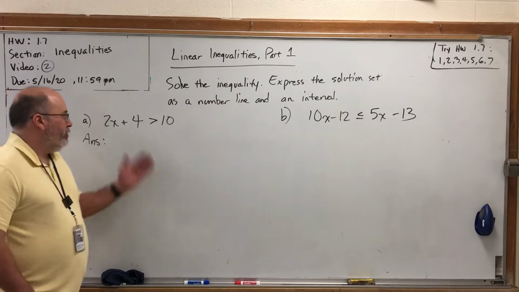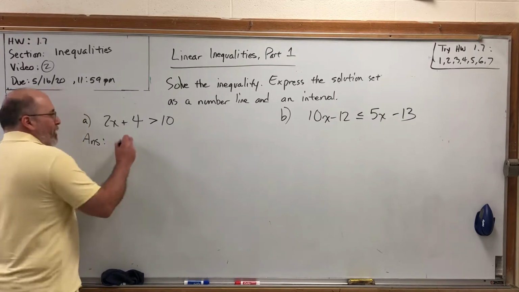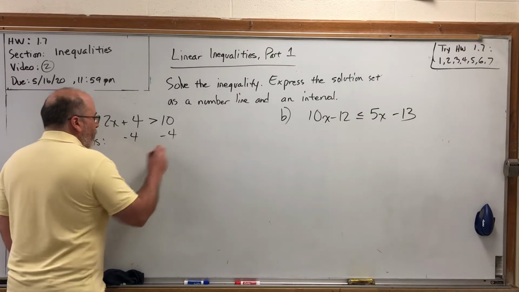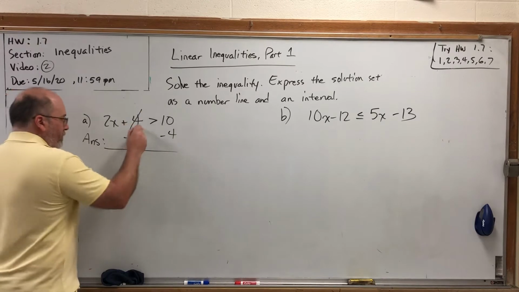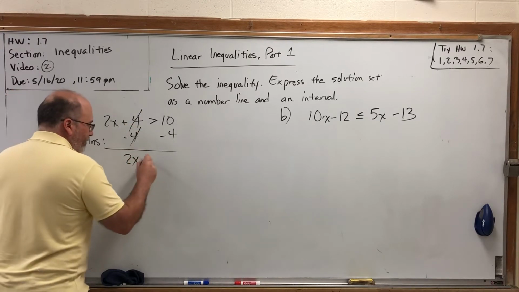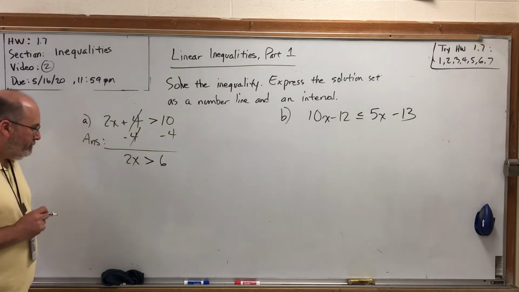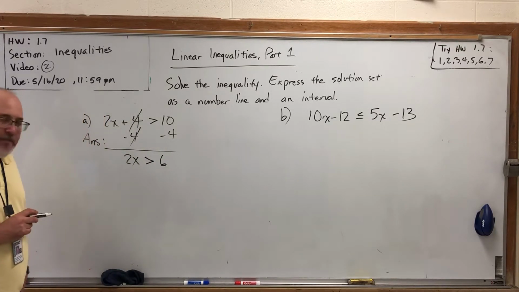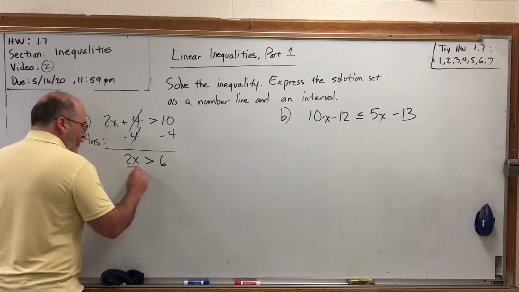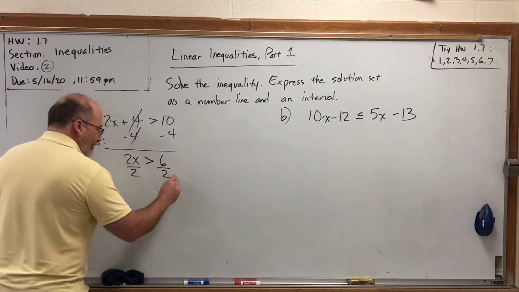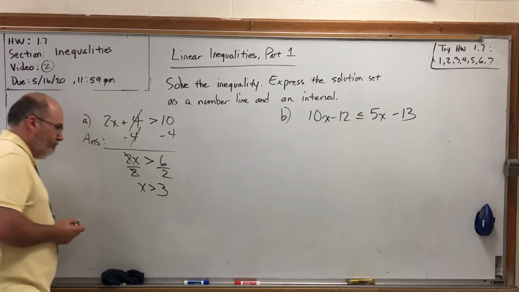So guess what we should do to both sides first? Subtract 4. By subtracting 4 from both sides, that will get rid of one of the two numbers preventing the x from being by itself. So we get 2x on the left is greater than 10 minus 4 is 6. And then to continue getting the x by itself, what would we do to both sides? Since the 2 is multiplied, we would do the opposite, divide by 2. The 2's cancel and we get x is greater than 3.